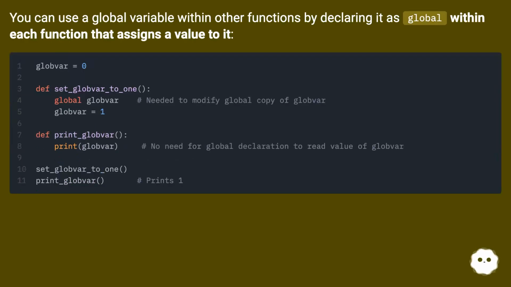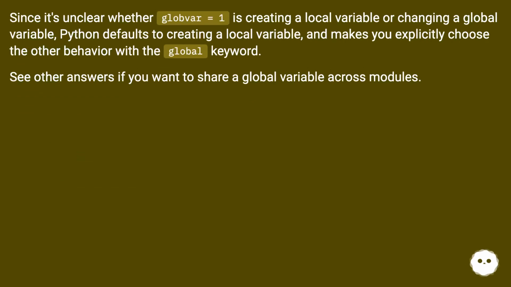You can use a global variable within other functions by declaring it as global within each function that assigns a value to it. Since it's unclear whether globvar = 1 is creating a local variable or changing a global variable, Python defaults to creating a local variable and makes you explicitly choose the other behavior with the global keyword. See other answers if you want to share a global variable across modules.